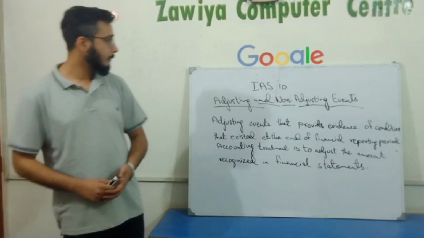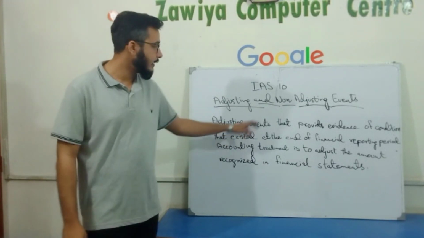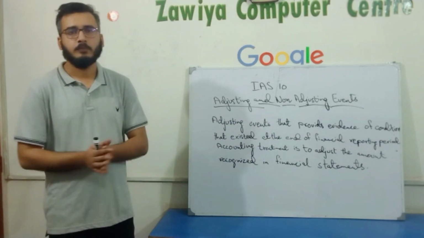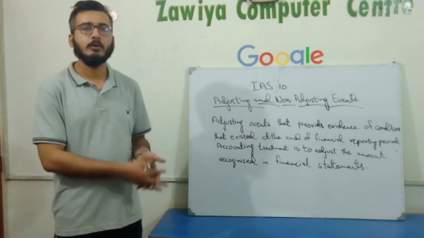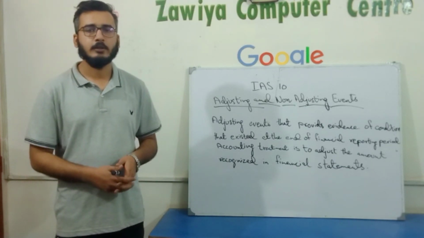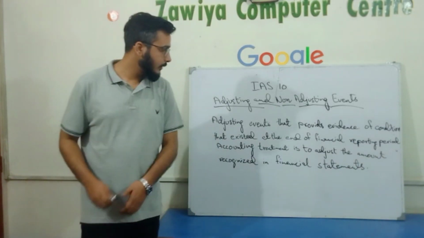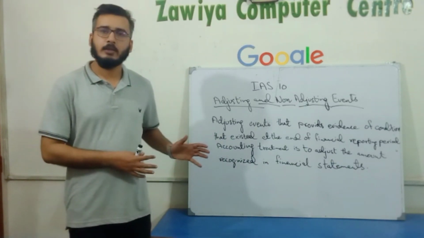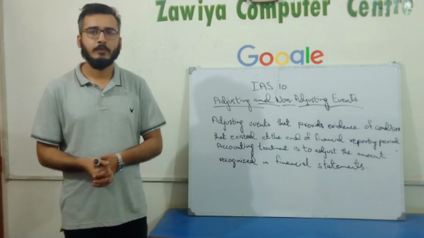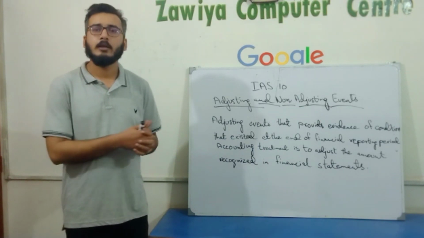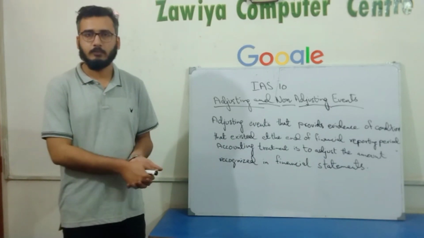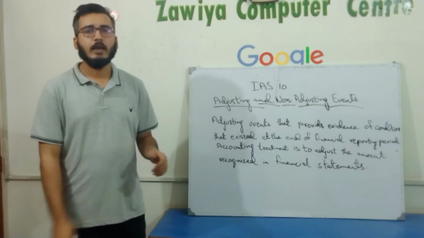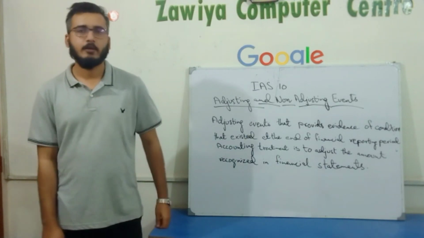Okay, so adjusting events are those that provide evidence of conditions that existed at the end of the financial reporting period. So they must have existed at the end of the financial reporting period, whether or not they were adjusted in that period. The accounting treatment is to adjust the amounts recognized in the financial statements. So we have to adjust those amounts which are recorded at the end of the financial period, but for which we got the evidence after the financial period ended and before the financial statements were authorized for issue. So we have to adjust the original amounts which were recorded at the end of the financial period.